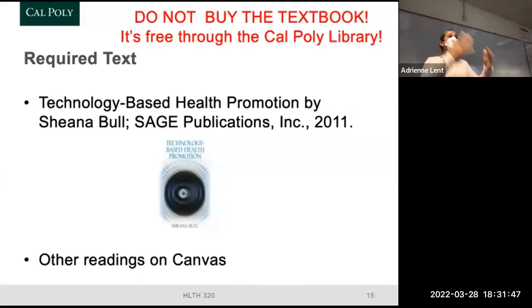So I have selected specific chapters that are important and relevant for this class, but you might not be using the textbook for every week. For the weeks that you do use the textbook, I have downloaded the PDFs of the chapters for you, so you don't need to buy the textbook. You can also go through the Cal Poly library in OneSearch and look up this textbook, and it is available for free, so you don't need to buy the textbook for this class. And there will be other readings on Canvas that will be posted as well.